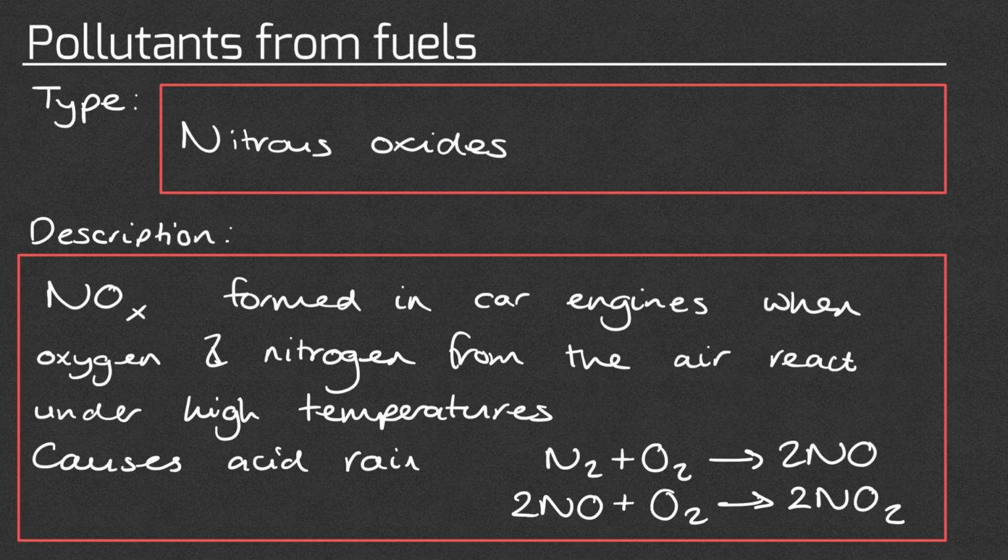You need to know the equations for how nitrogen oxides are formed. So the first one is nitrogen reacts with oxygen to form 2 molecules of nitrogen monoxide, and then 2 molecules of nitrogen monoxide can react with another molecule of oxygen to form 2 molecules of nitrogen dioxide. So you need to learn and remember these 2 equations.